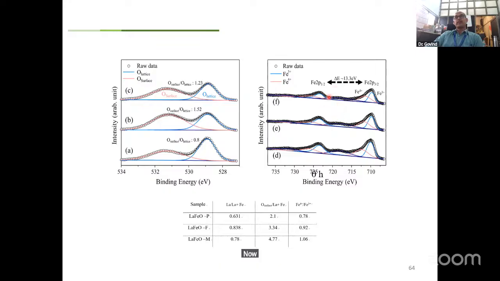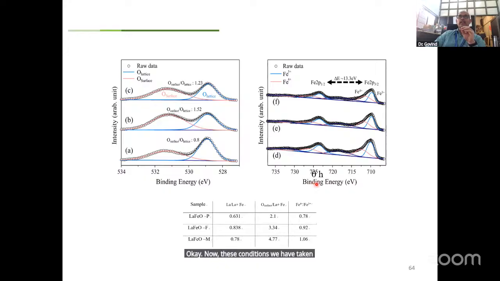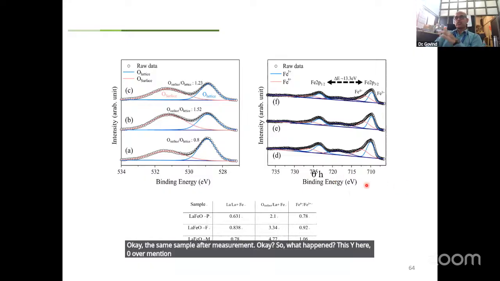Now for the sensing mechanism, when Fe comes into the picture, there is a change when there is an interaction with the oxygen. So it goes from Fe4+ to Fe3+, and again Fe3+ to Fe4+. There is a transition between the Fe states. Now these conditions we have taken at 650 degrees Celsius, immediately after the measurement on the same sample. Okay, so what happened? This is why 0 hour is mentioned here; I will show that in the next slide also. Look at the changes here.